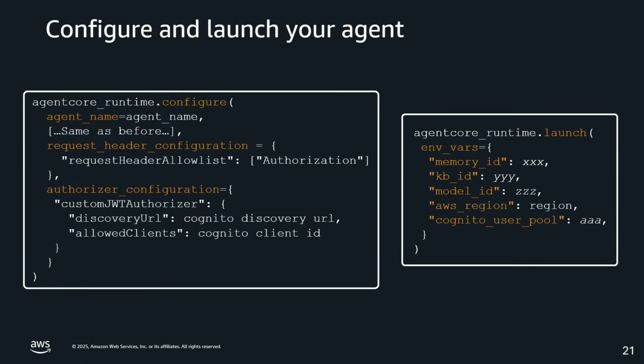So how does that change at the code level? In the Agent Core Runtime configuration, we're going to add two different things. One is the authorizer configuration. That's where we are configuring our JWT authorizer. In this case, I'm using Cognito. So I'm passing in my discovery URL and my allowed clients, right? And also, a very important bit here is my request header allow list. What I'm doing here is allowing Agent Core Runtime to propagate the authorization token to the agent code.